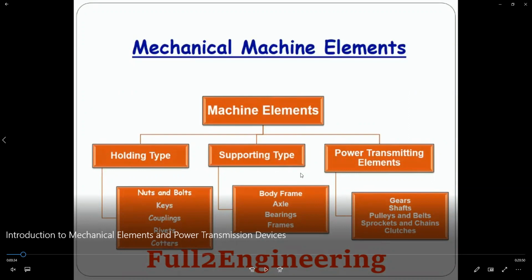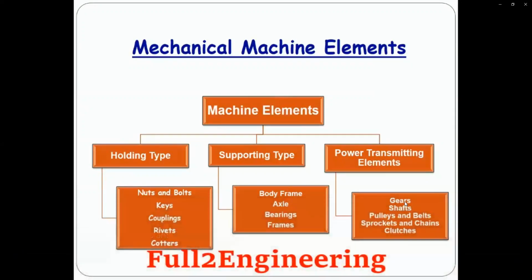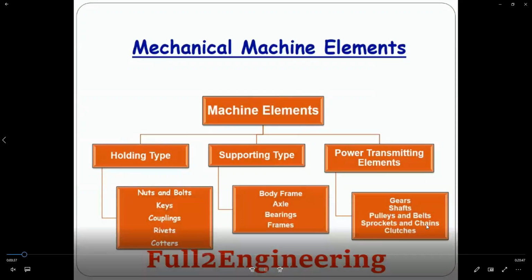Another one is just to support, like the body frame, like the bearing to support the part and keep movement smooth. Another type is for power transmission, to transfer the power, like the shaft, like the gear, like the belt, like the chain, like the bicycle chain, to transfer.